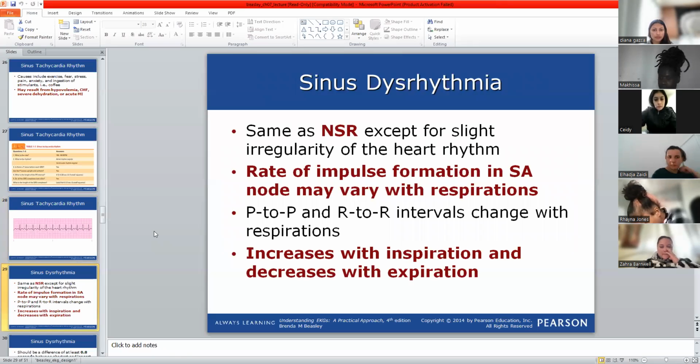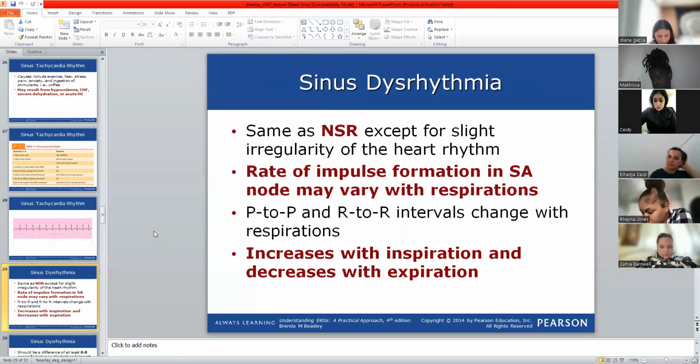Then we are going to talk about the second step, which is rhythm, when it is not regular. We call this dysrhythmia. So it is not regular. We are going to play with the second step, and we will find the following change. The heart rate increases during inspiration, which means taking inhalation, and decreases during expiration.